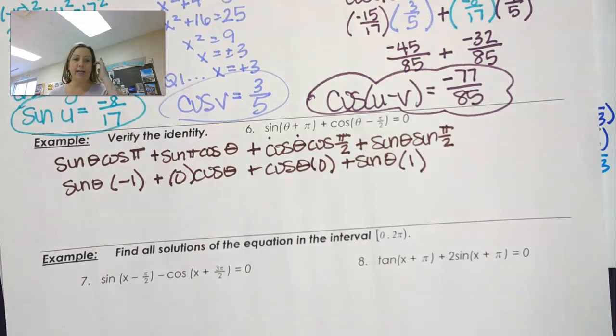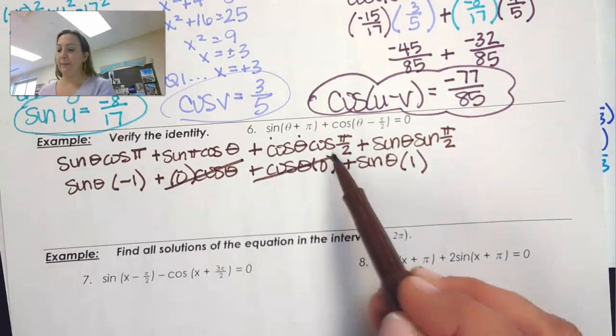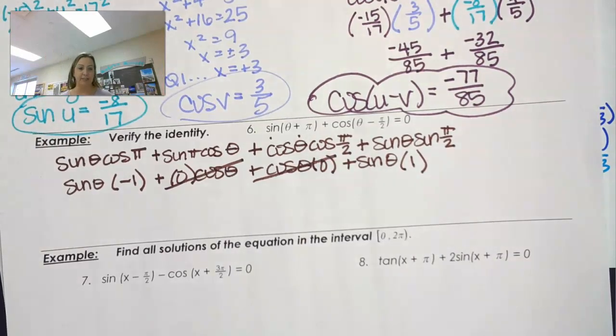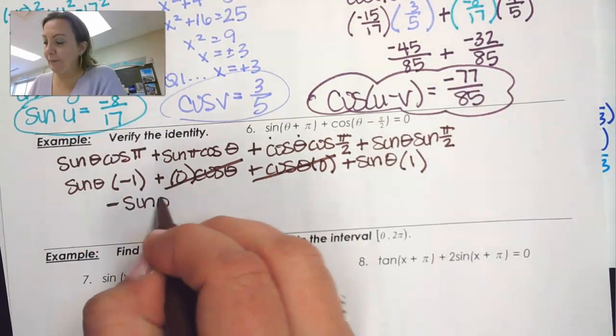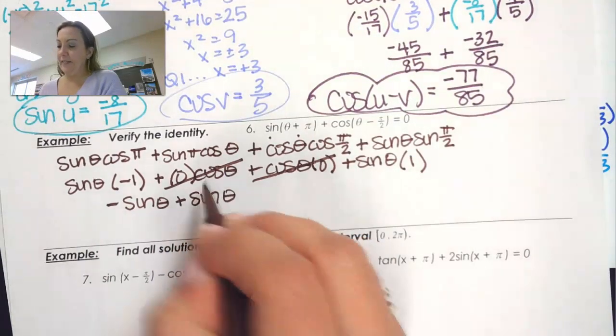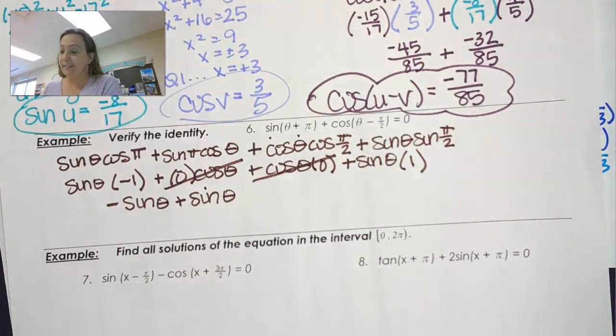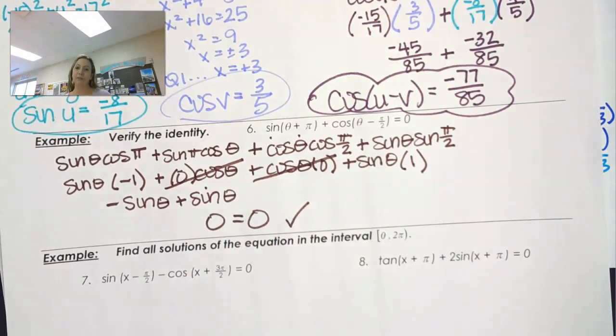So what we see is that we have some terms that are going to be 0 because we're multiplying these by 0. Those are going to cancel. And so ultimately, I'm left with -1 times the sine of theta plus the sine of theta. And we can see that those are going to cancel out and give us 0, which is equal to 0. So we're all good.